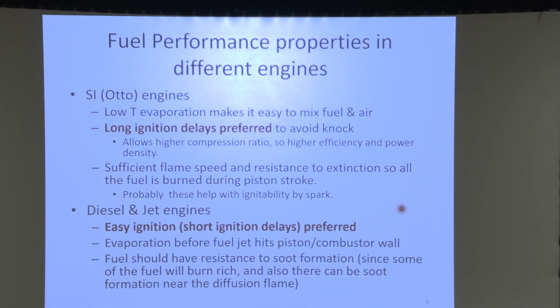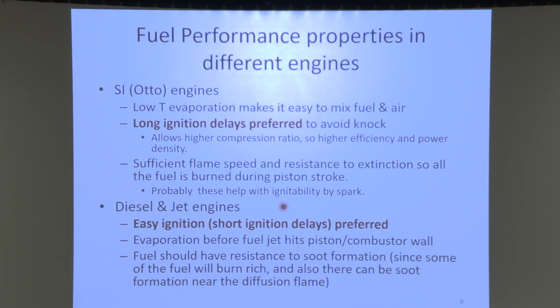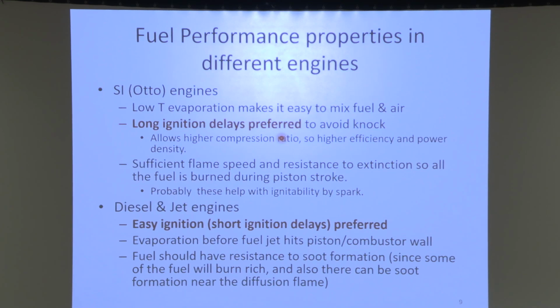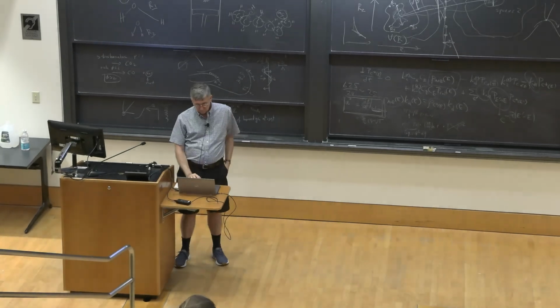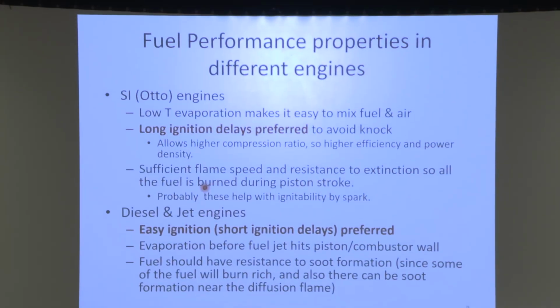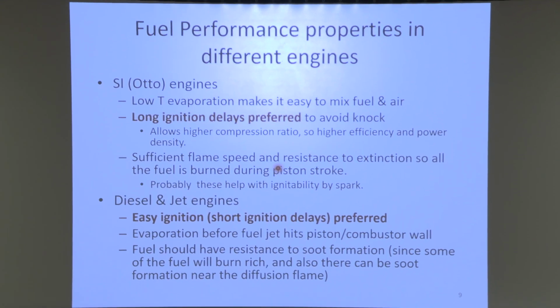So different engines need different fuel performance properties, and very importantly is the ignition delays, which we talked about last time. For the auto engines, you always want long ignition delays. The higher the octane number, the better. You really don't want any spontaneous ignition. You only want ignition due to the spark. And then you need low temperature evaporation because you want to make a perfect fuel-air mixture, and so you have to have all the droplets evaporate in the time scale that the piston's going up and down. And then also you need a sufficient flame speed, so you can burn all the fuel between the times that the piston moves.